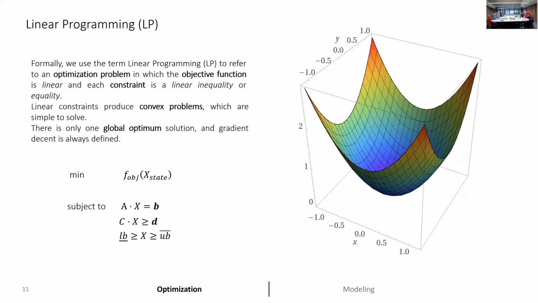And so the stacking of linear constraints thankfully produces convex problems, which are very simple to solve because given a defined state space, it is the region where x is between its lower and upper bound and where these constraints are satisfied. Within this state space, you want to minimize the objective function, and when you find a convergence point, it is the global optimal solution because there is only one minimal or maximal point in a convex problem.